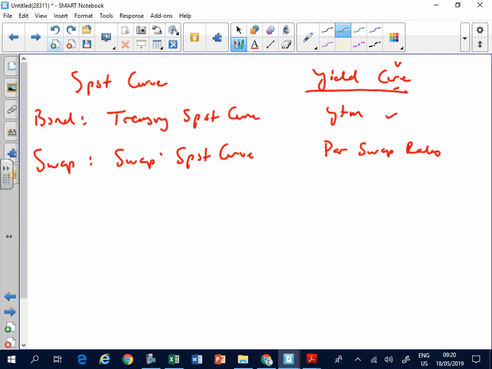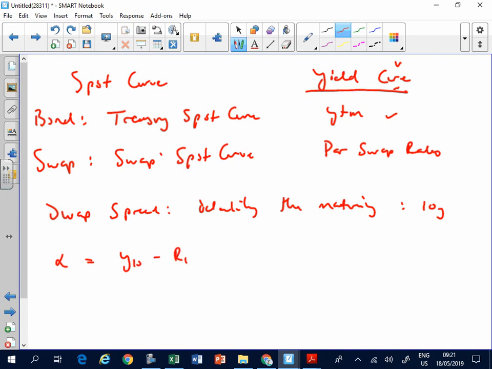Everyone happy? Okay. Now the swap spread calculation starts with identifying the maturity you're looking for. For example, in this case, I said it was 10-year. So I'll say the swap spread, which I'll call alpha, is equal to the yield to maturity of a 10-year bond minus the 10-year par swap rate. Oh, sorry, my bad. Other way around.